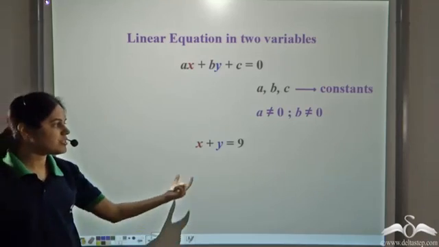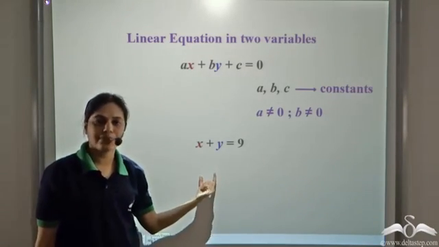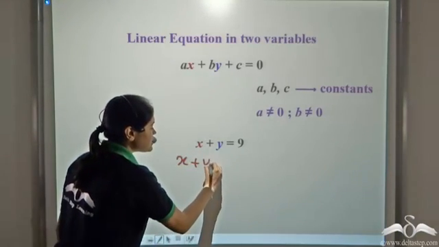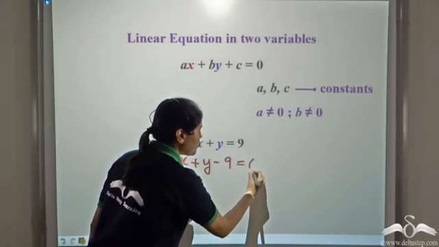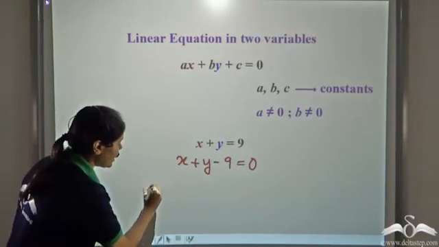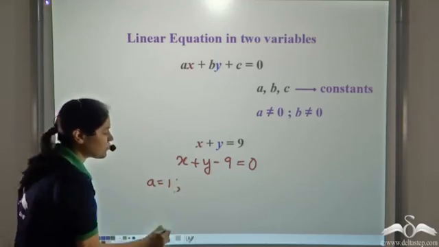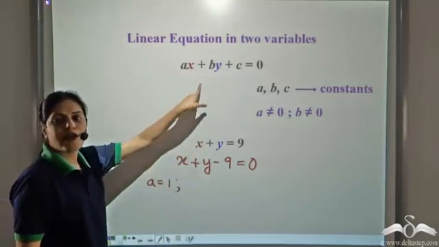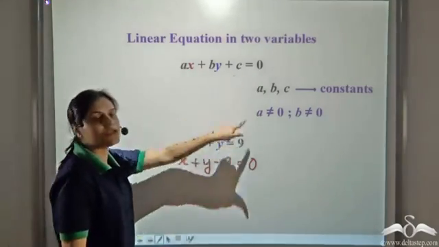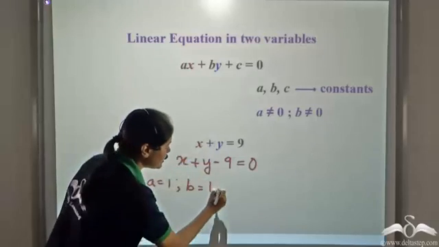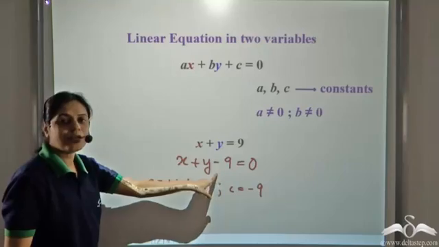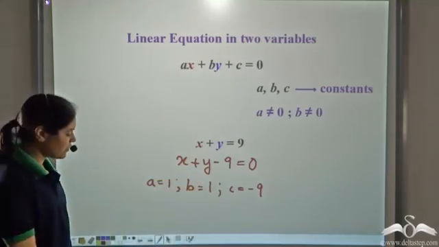Now let us compare it to x plus y is equal to 9, which was our equation. So we can write it as x plus y minus 9 equal to 0. Now a is the coefficient of x, so a is equal to 1. B is the coefficient of y, so b is equal to 1. And c is the constant term, so c is negative 9. So this is a linear equation in two variables.